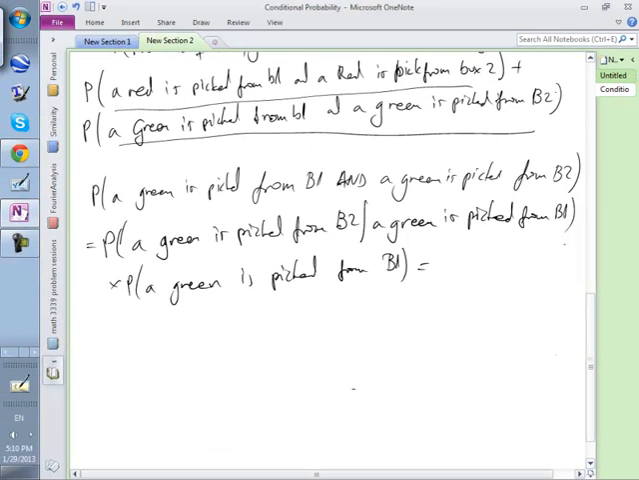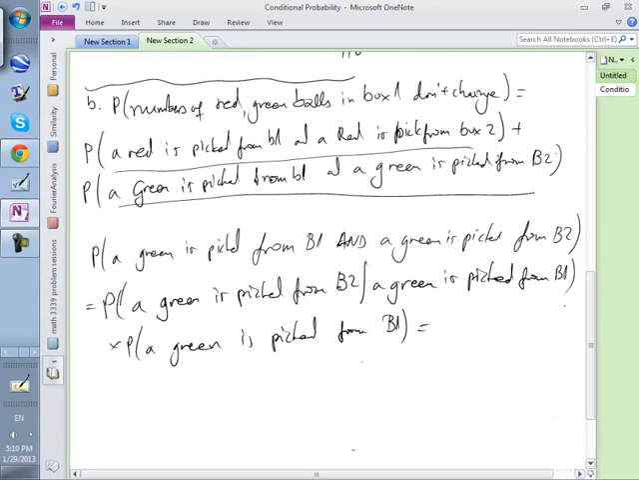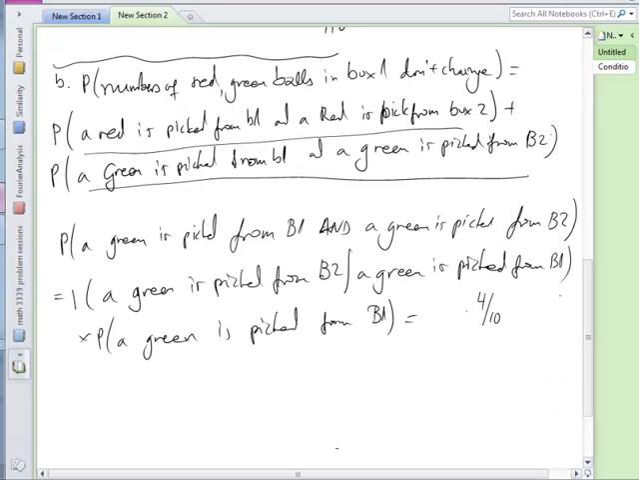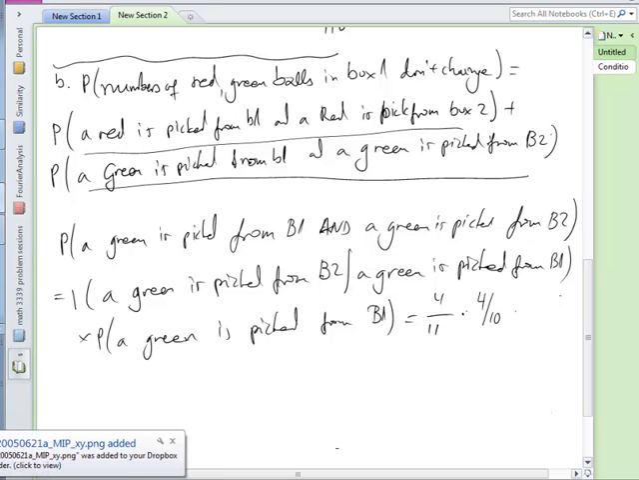So the second factor would be 4/10, okay? We had 4 green balls. Now, in the second box, we have already 3 green balls. Okay? Now we add one more, then it will be 4 out of 11, and therefore this would be 16 out of 110.